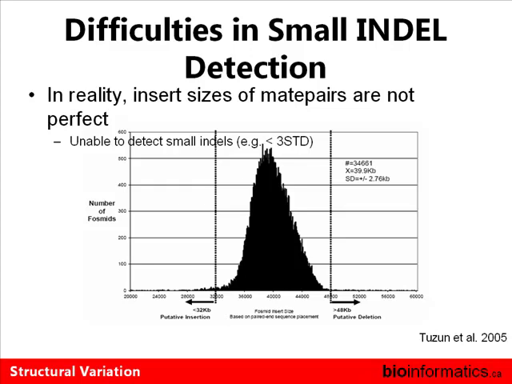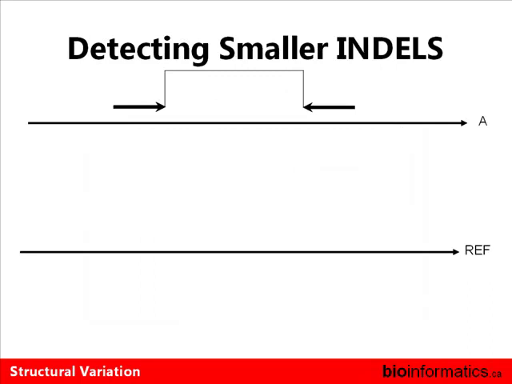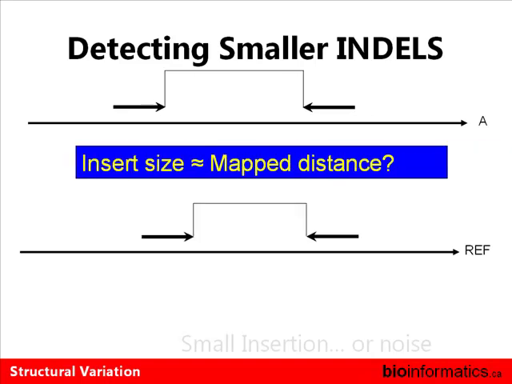Well, why is this all important? What if you really want to detect these smaller insert events? Can you do it? In the case of Sanger data, it turned out that you really couldn't. You were really limited by the fact that these were pretty hard cutoffs. You couldn't go too much further in. But with high throughput sequencing data, you may be able to.